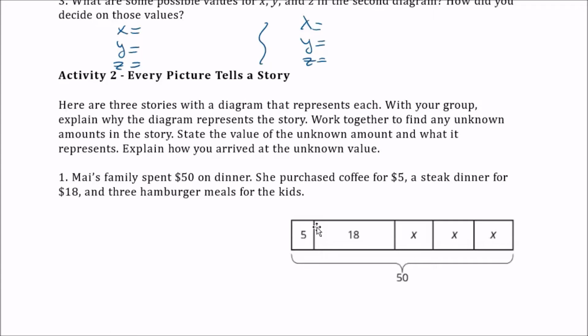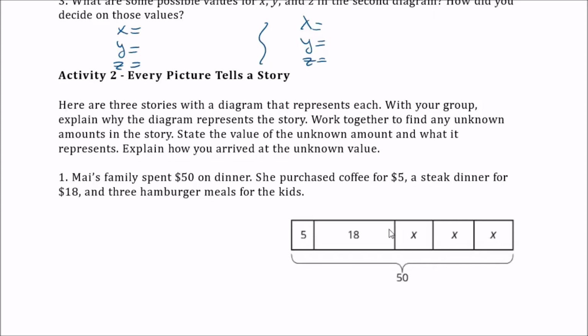Question number 1. Mia's family, or is it Maya? Maybe it's with that A first, I'm not sure. Person's family spent $50 on dinner. She purchased a coffee for $5, a steak dinner for $18, and 3 hamburger meals for the kids.